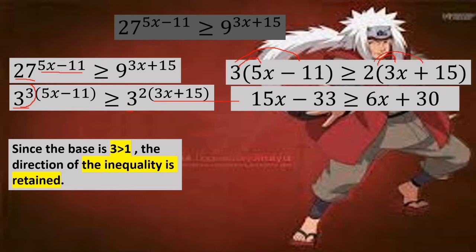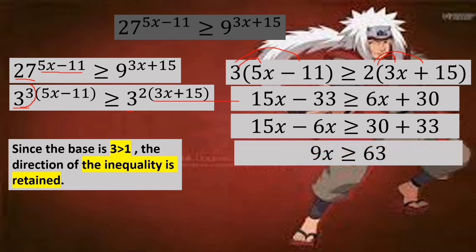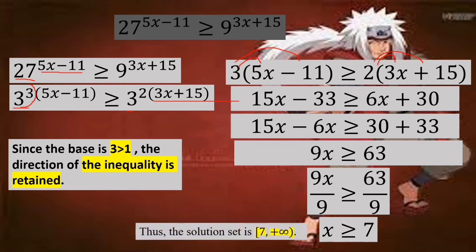So, pwede na natin siyang isolve. So, combine like terms na tayo. So, 15x minus 6x is greater than or equal to 30 plus 33. So, 15x minus 6x is 9x. And 30 plus 33 is 63. So, divide it by 9 both sides. So, x is greater than or equal to 7. Since that, the solution set is 7 to positive infinity. So, kasama po yung 7 sa solution natin.